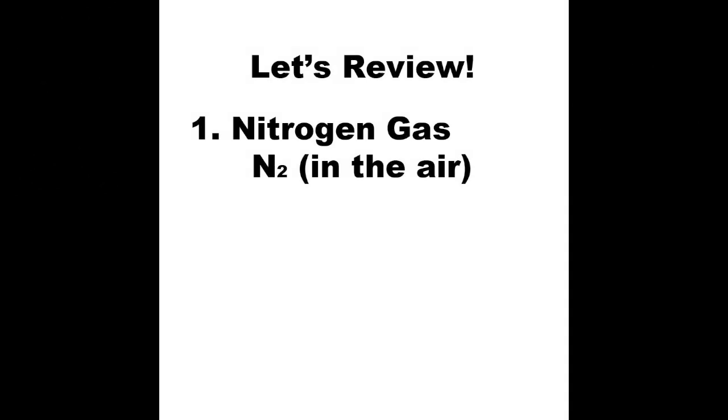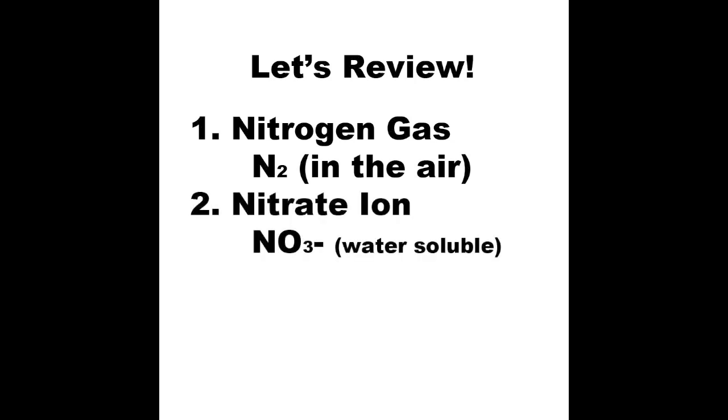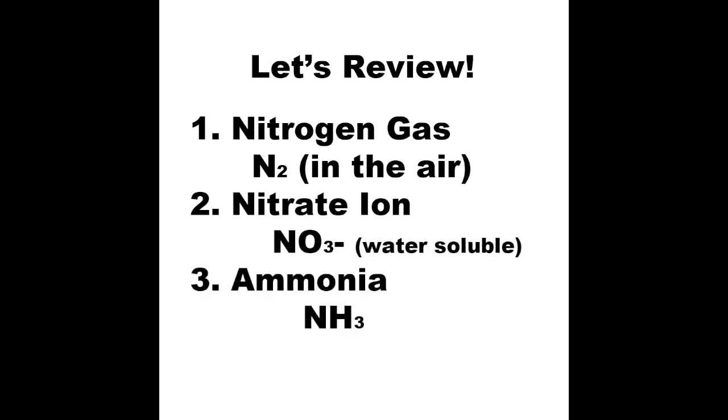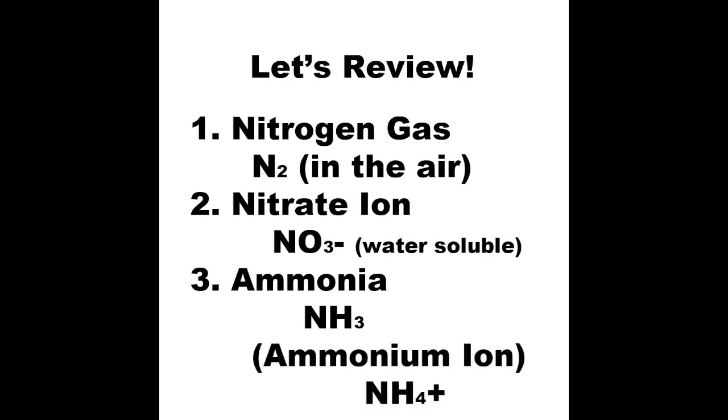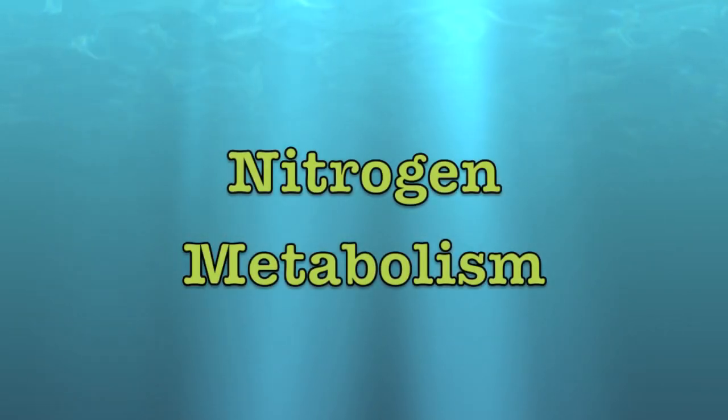So let's review this really quick. First, we have nitrogen gas, which is present in the air. Second, we have nitrate, which is present in soil and water. Both nitrogen gas and nitrate can be reduced to ammonia through different biological processes and different organisms. Ammonia is typically present in the body in the form of an ammonium ion, or NH4+. Okay, so now you should have a basic understanding of the way that nitrogen appears on planet Earth. Now it's time to talk about how biological organisms incorporate it in nitrogen metabolism.